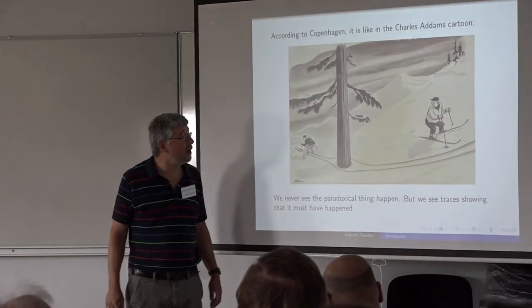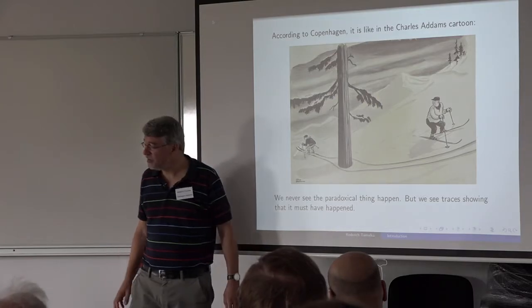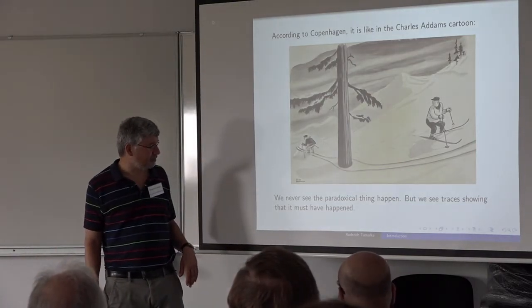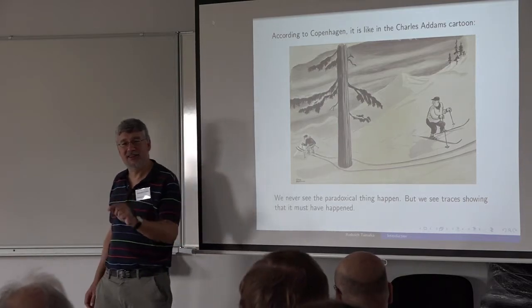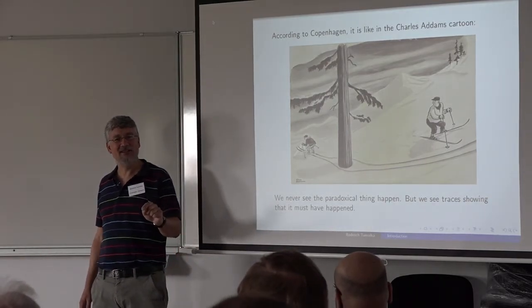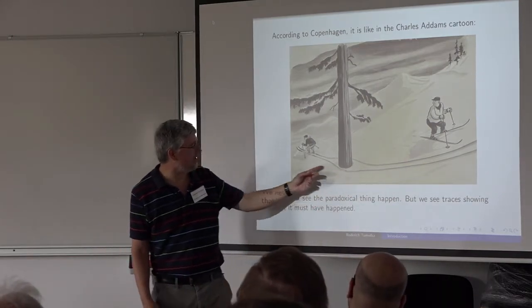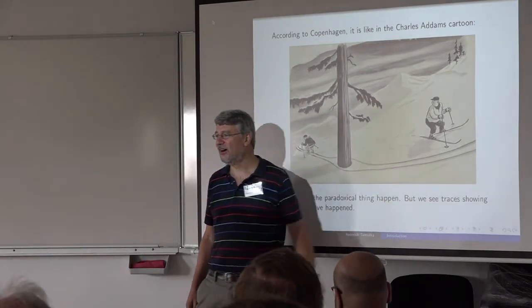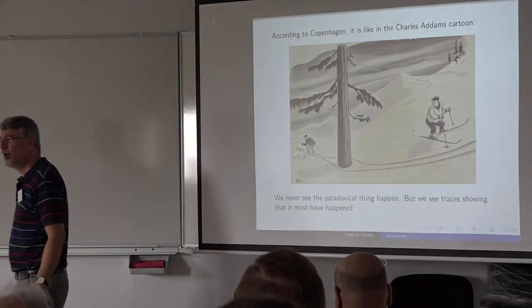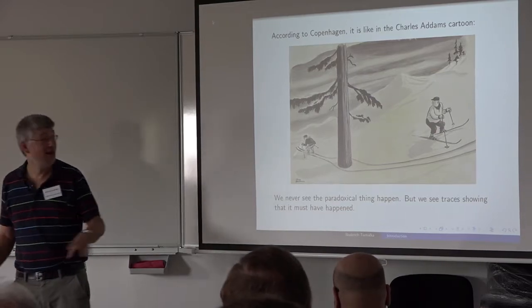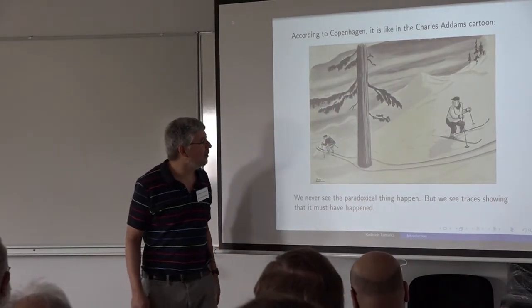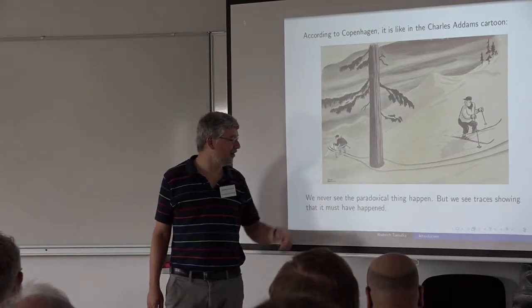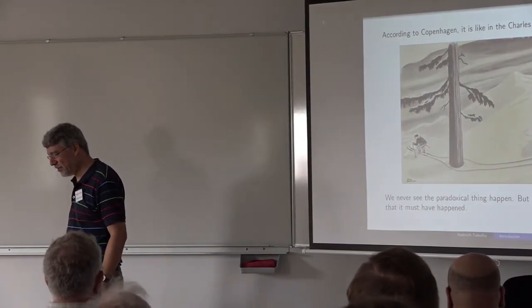And the situation according to the Copenhagen view is somewhat like in this Charles Adams cartoon. We don't actually see the paradoxical thing happen. We just see traces that it must have happened. What we see is these traces of something impossible must have happened. In this picture, it's not quite clear whether this guy has actually seen the other skier pass through, or whether also he turned around too late, like we when we look at this picture. We only see it after the fact. We only see the traces, which to us are signs showing that something paradoxical must have happened.